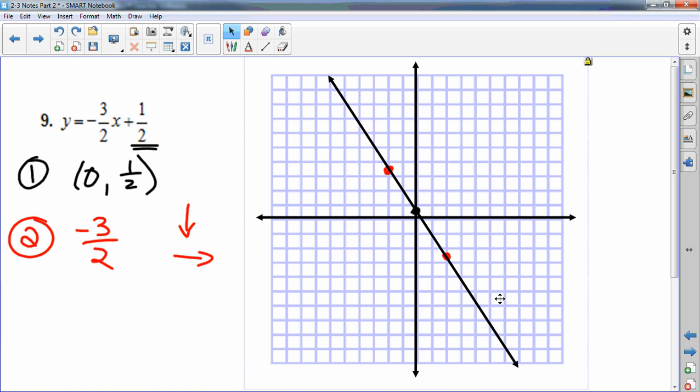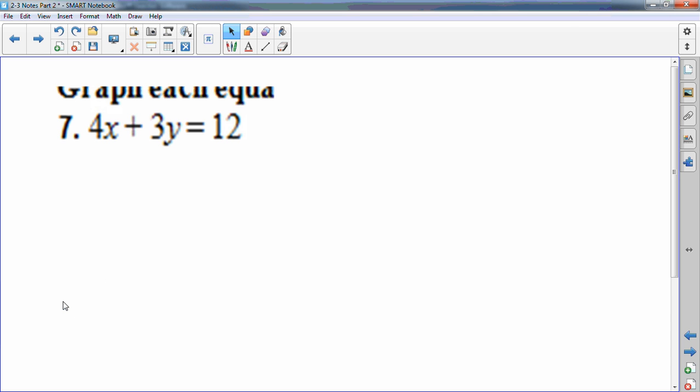That's what you're looking for in something like number 9. Now, I want you to look at number 7. What's the problem with number 7? Why can't I graph that one right away? Yeah, it's not in slope-intercept form. So what do I have to do? I have to put it in slope-intercept form by first subtracting 4x. So let's do number 7 together.